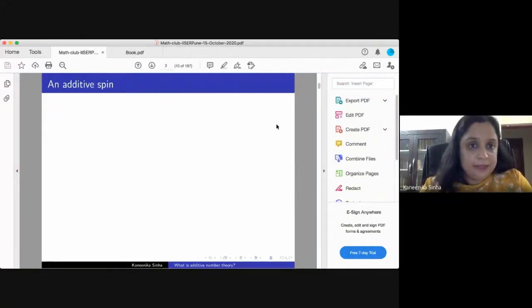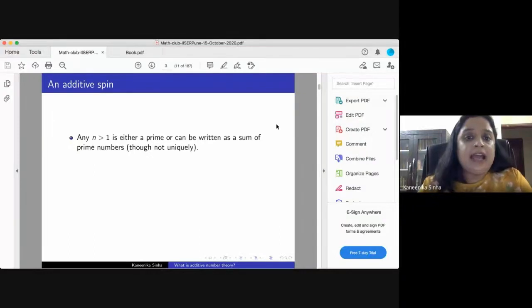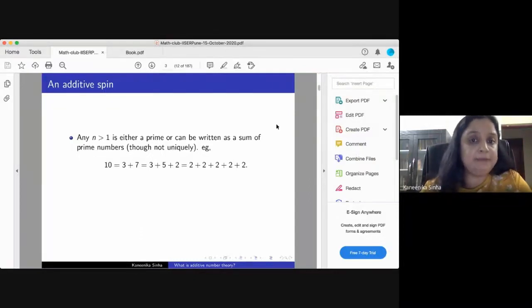Now we give an additive spin to this question, and before that we make an observation. Any n greater than 1 is either a prime or can be written as a sum of prime numbers, though not uniquely. For example, 10 can be written as 3 plus 7. It can be written as 3 plus 5 plus 2, or it can be written as 2 plus 2 plus 2 plus 2 plus 2. In general, you can keep adding 2 with itself many, many times because you are allowed repetitions.